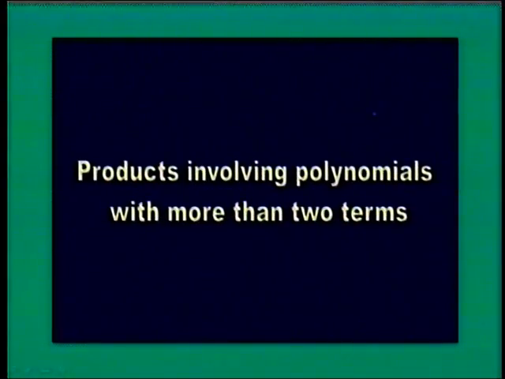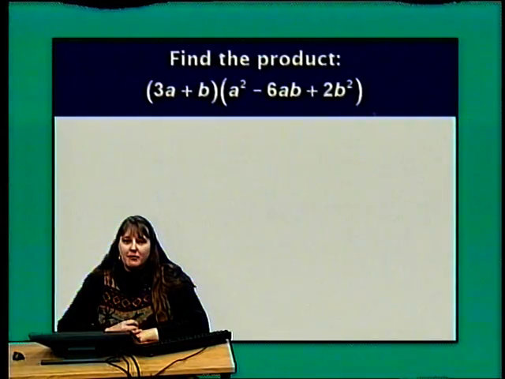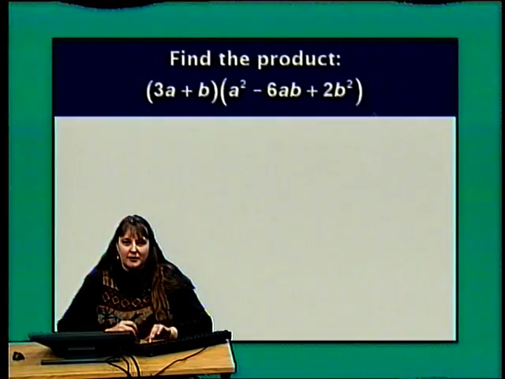I'm going to end this lesson by talking about products involving polynomials with more than 2 terms. So let's say we want to find the product of the binomial 3a plus b and the trinomial a squared minus 6ab plus 2b squared. Now Steve talked about a vertical method for finding products of polynomials with more than 2 terms. I'm going to show you another method you can use, which uses a table. It's very similar to the vertical method.